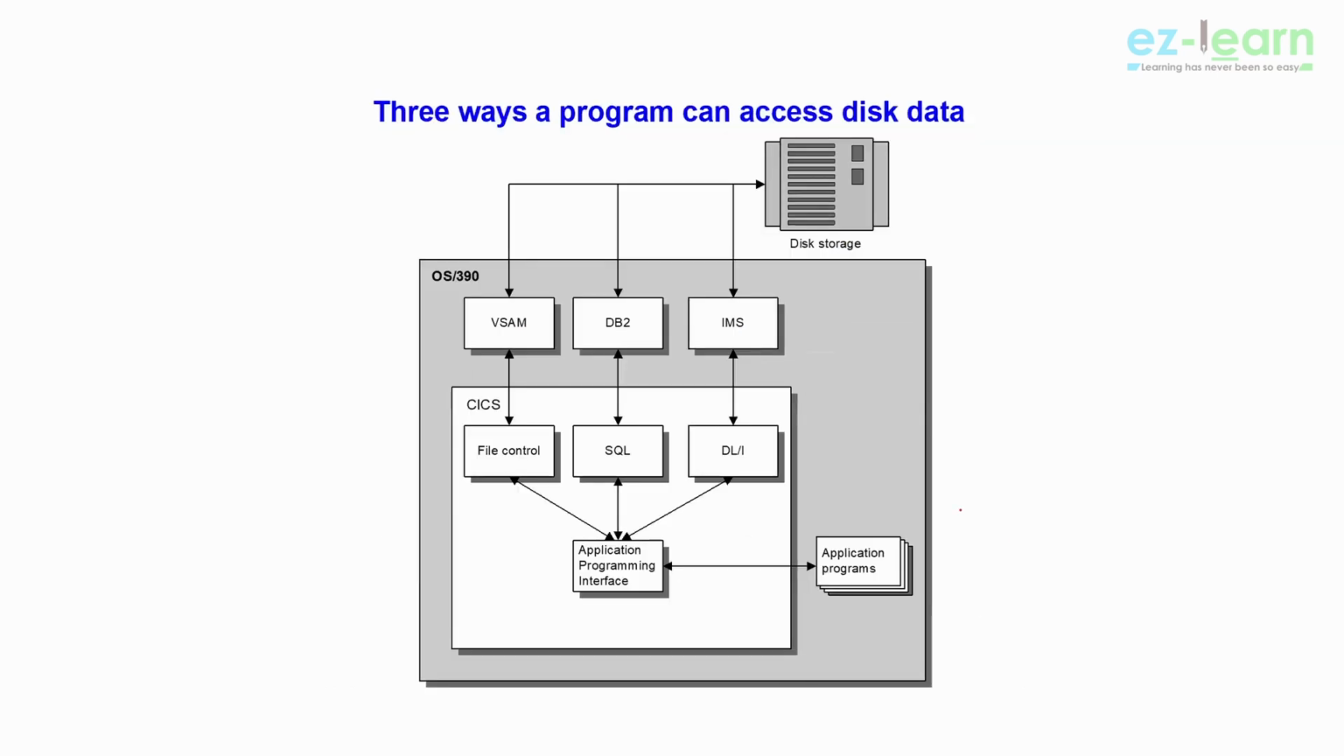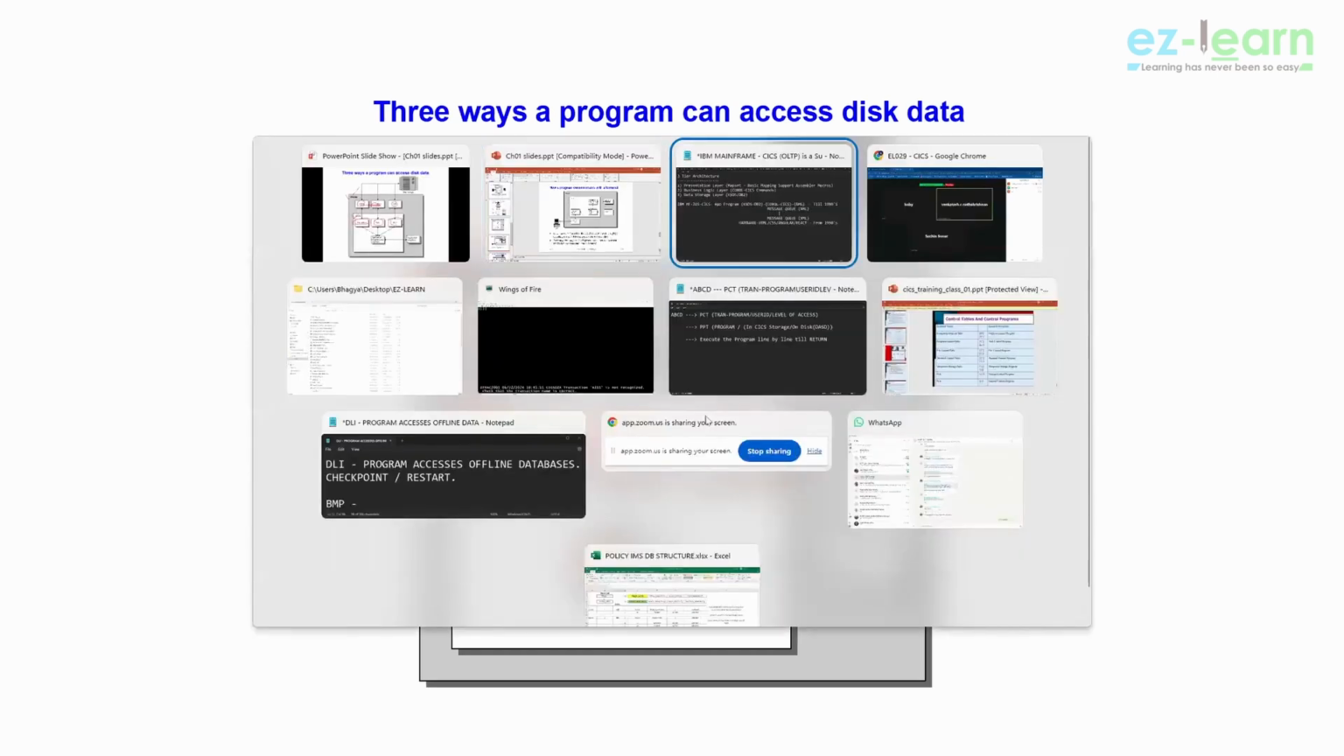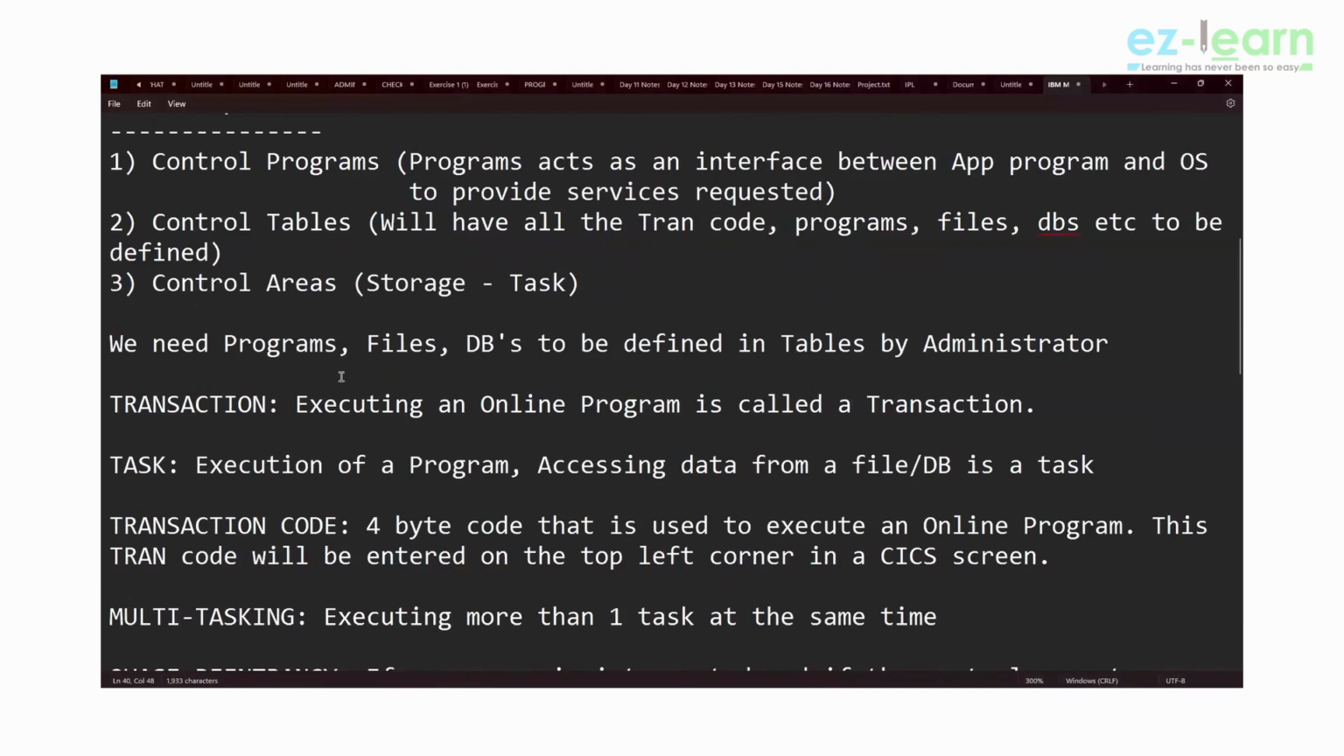Okay, so all these are just on a high level, because as I told you earlier, the application runs under the OS as an address space, and the program is running under CICS. A program can request a file, say a VSAM file or a DB2 table or an IMS DB. For everything we have an interfacing program. These interfacing programs are called control programs. So we saw about control programs, right? So these are the control programs.